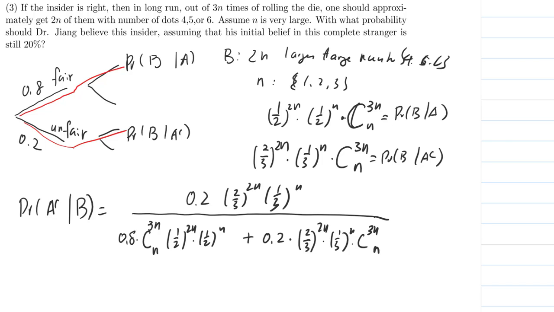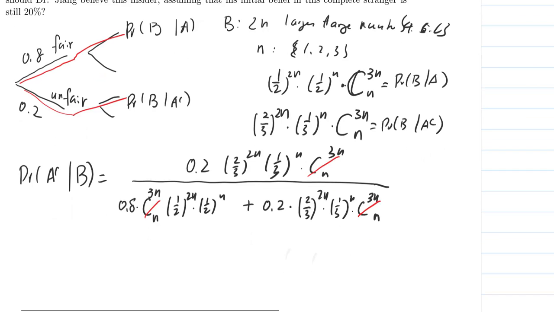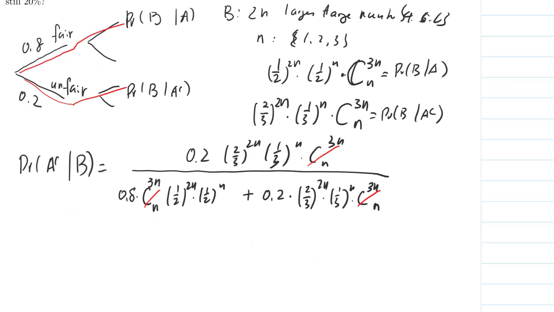Okay. And C(3n, n), these combination numbers, we can cancel them because they are going to be the same. So let's move on a little bit and see what we have, and then we're going to finish the computation, in fact. What we have over here now is the following.